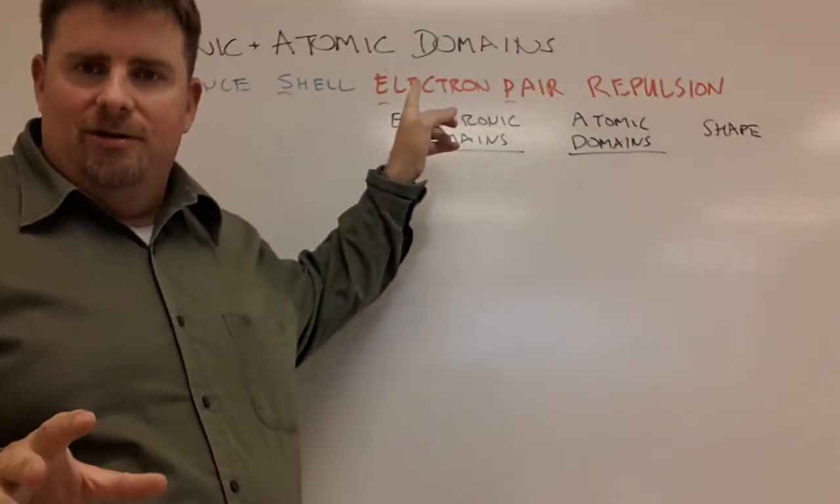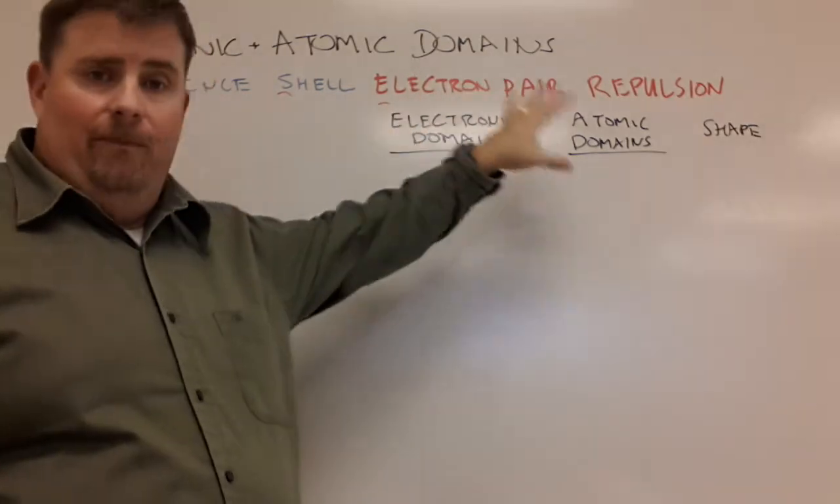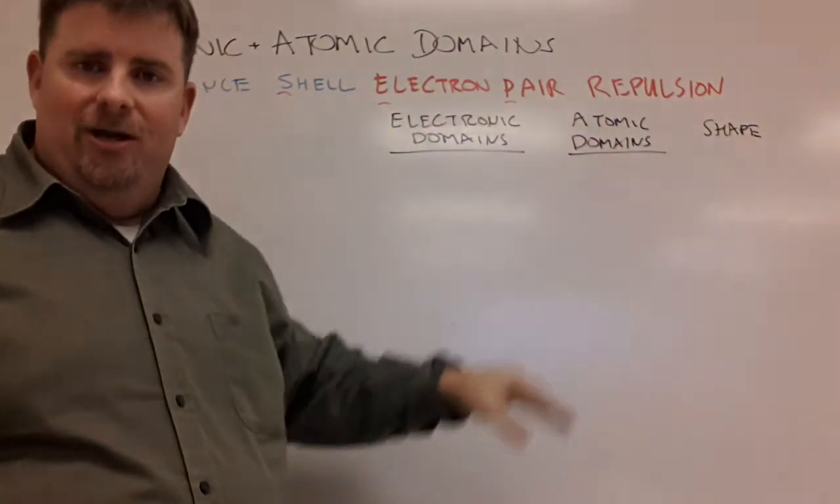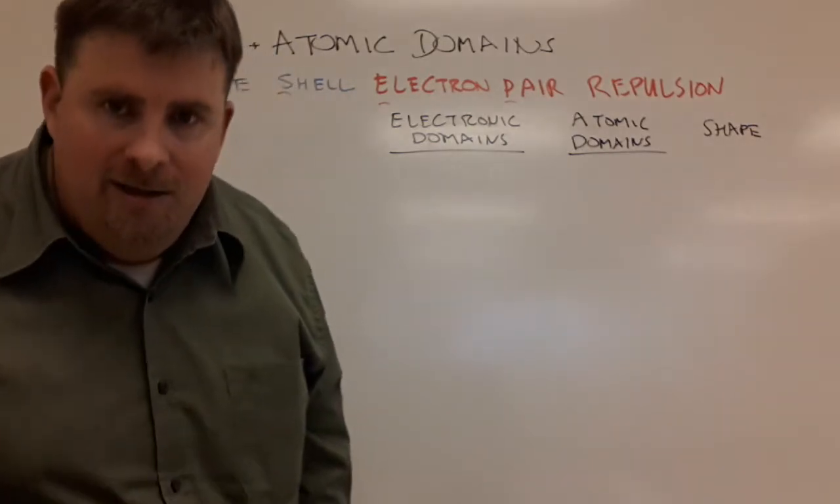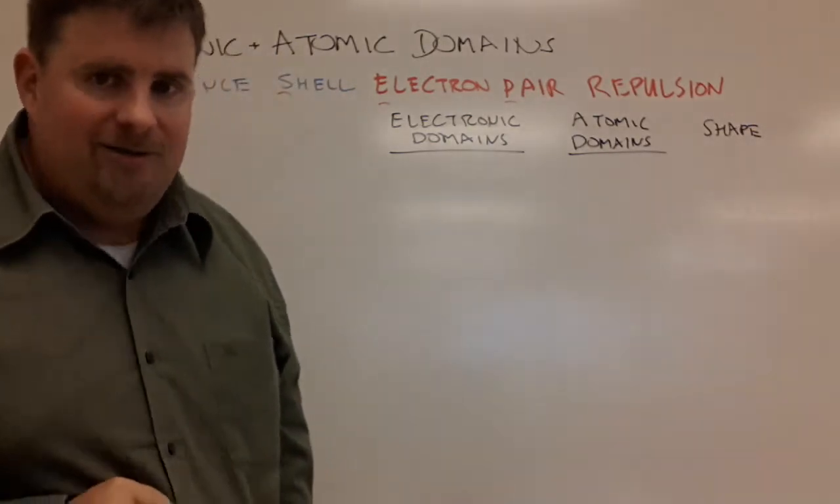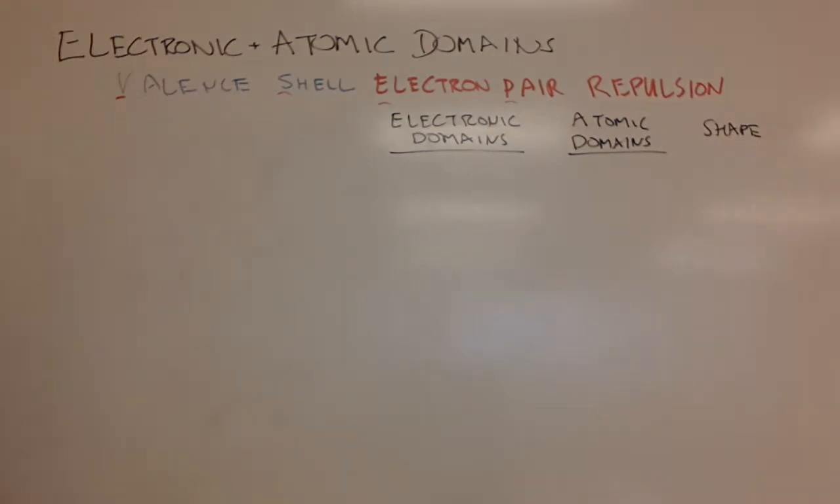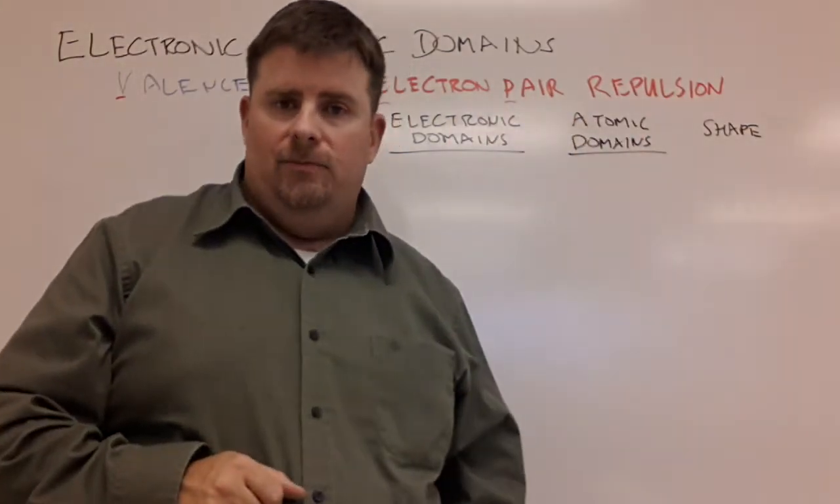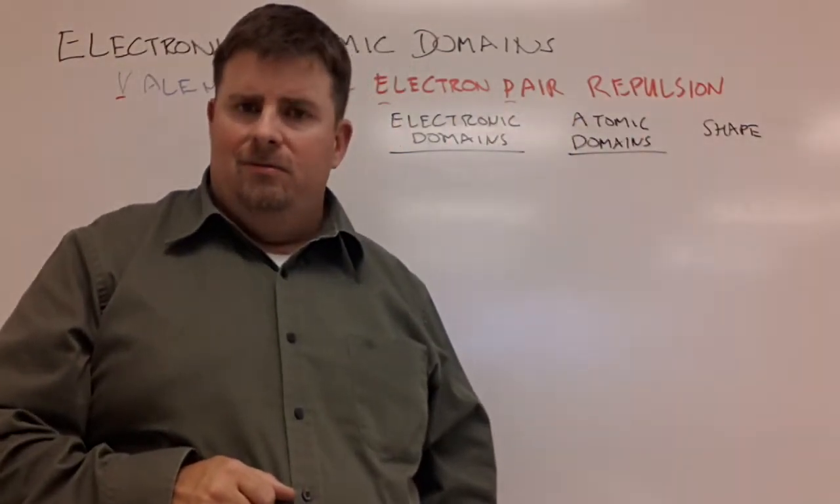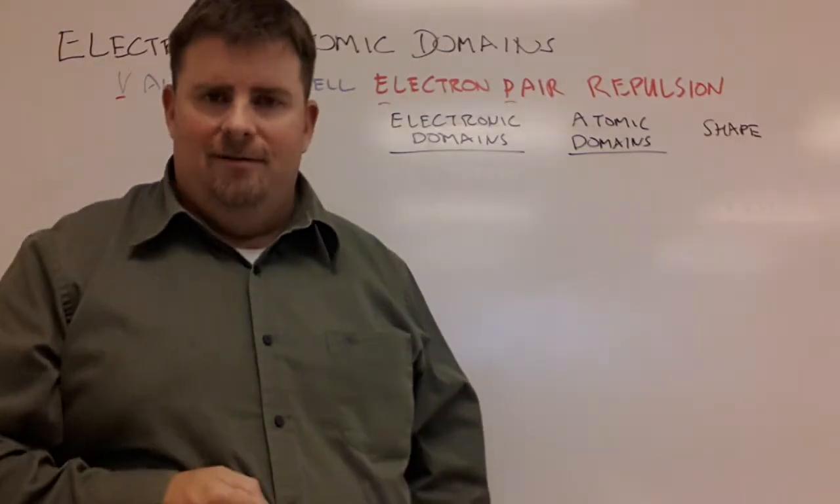Valence shell electrons. Now, when I'm talking about electron pairs, I'm talking about things that have lone pairs, and I'm talking about things that have bonds. So electron pairs and bonds are going to be important there. And then they get over here to repulsion. Why do they repulse? What's the charge of an electron?